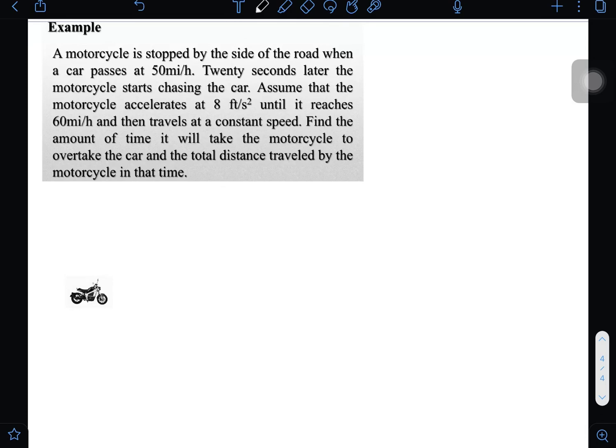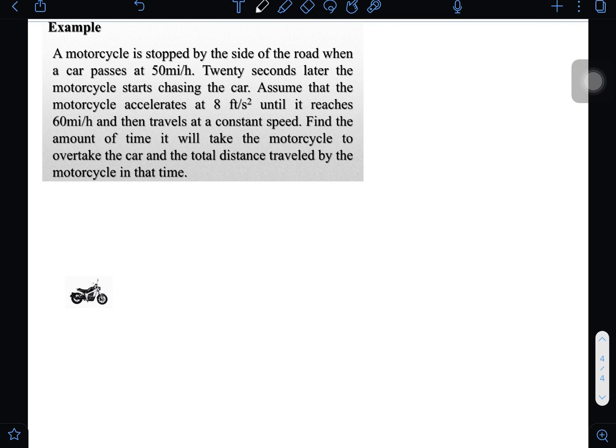So, example, a motorcycle is stopped by the side of the road when a car passes at 50 miles per hour. 20 seconds later, the motorcycle starts chasing the car. Assume that the motorcycle accelerates at 8 feet per square second until it reaches 60 miles per hour and then travels at a constant speed. We're going to find the amount of time it will take the motorcycle to overtake the car and the total distance traveled by the motorcycle in that time.